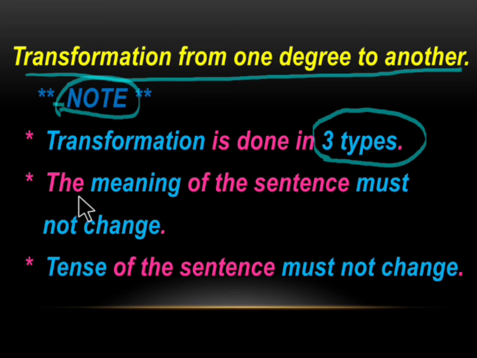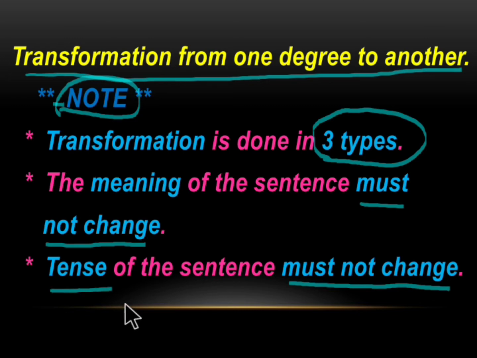Let us see. The meaning of the sentence must not change. This is the rule for any kind of grammar topic. The meaning should not change. The idea of the sentence should not change. Next, the tense of the sentence must not change. We must not change the tense of the sentence.